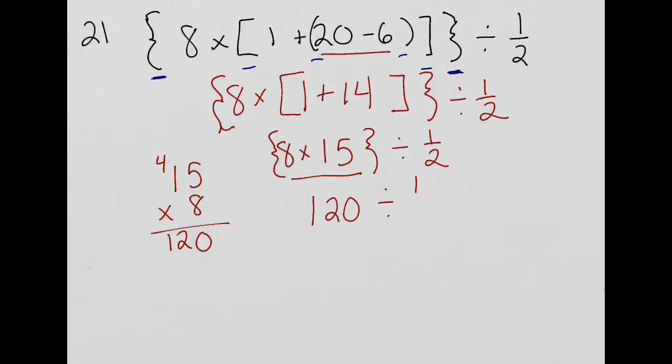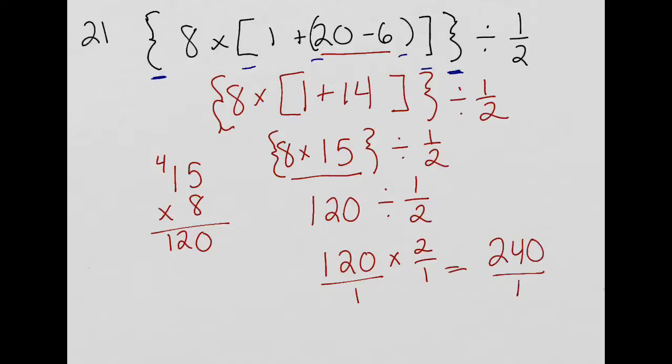And I bring down my divided by 1/2. In topic 9, you learned about the division of whole numbers with fractions. I can take the reciprocal of that fraction and multiply it by 120. So I have 120 times 2 over 1. To make a whole number a fraction, you put it over 1. 120 times 2 is just 120 doubled, which is 240 over 1, which equals 240.